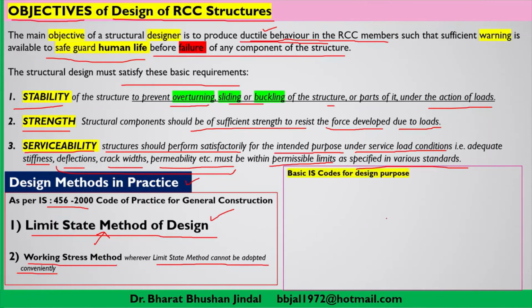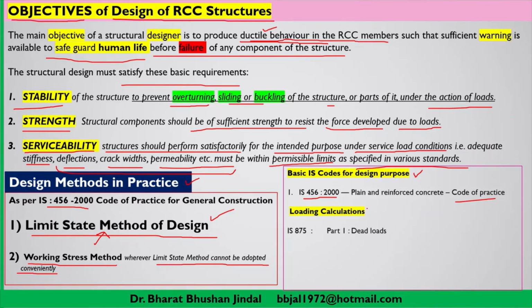Now, some basic codes which you have to keep with you when you are going to design. Some of the important codes: first of all, we know that it is IS 456 2000 version, plain and reinforced concrete code of practice. Now, how to estimate the various types of loads which can occur, that means how to assume the loads? Some guidelines are given.